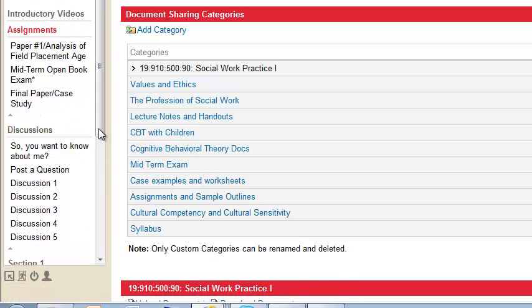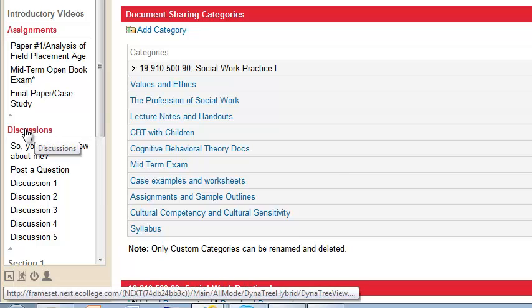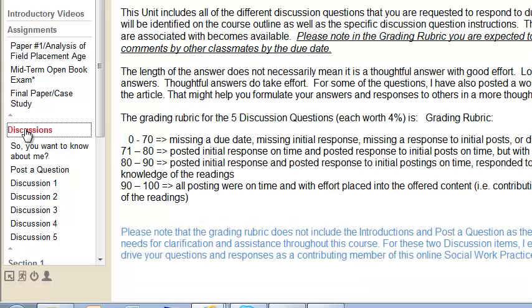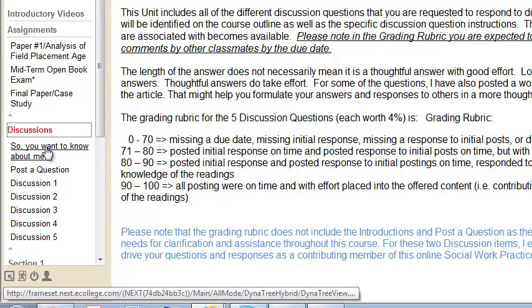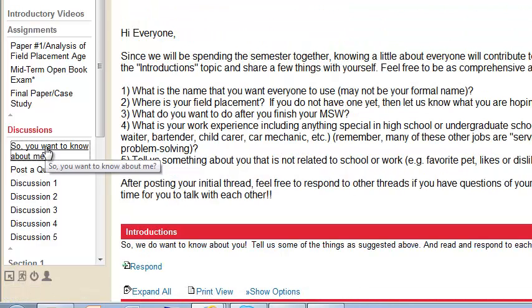Next, let's take a look at the discussions. The first question, now for the discussion here, as you can see, I have a grading rubric that I've developed that will be for each of the discussion questions. But for the first question here, "So you want to know about me," I'm not including that in the grading because it's hopeful that you're interested out of your own motivation to share about yourself.